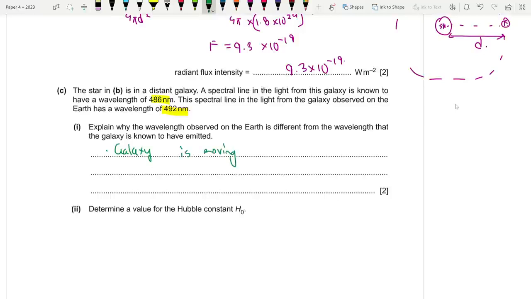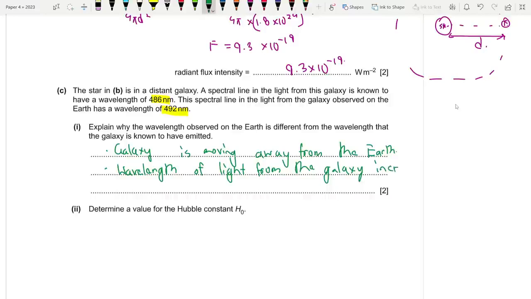We are the observers on Earth, and the galaxy is moving away from the Earth, and the wavelength is increased by the Doppler effect or due to redshift, right? The wavelength of light from the galaxy increased by the Doppler effect. By the Doppler effect, yeah. Or you could just say due to the redshift.